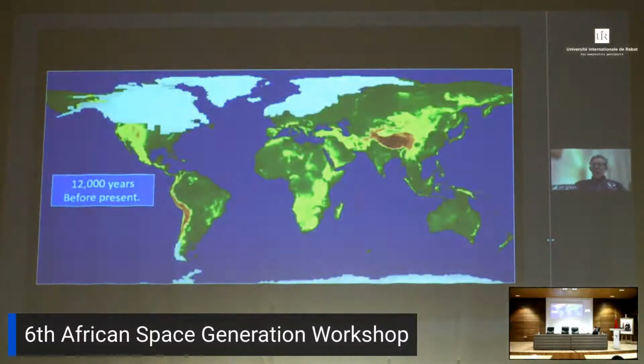So this is the topic I wanted to really bring to everyone's attention. 12,000 years ago, before present, if we were to look at the Earth from space and look down and see where the tundra is, where the forests are, where the savannas are, and the polar caps, this is a pretty good representation of what we'd find. And we know this because we can find the geological record that tells us that.